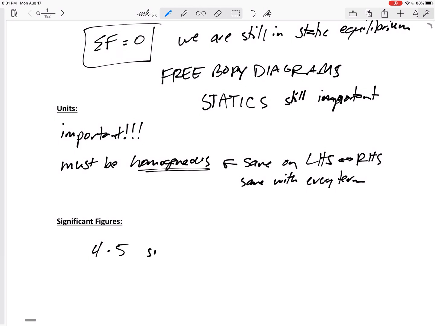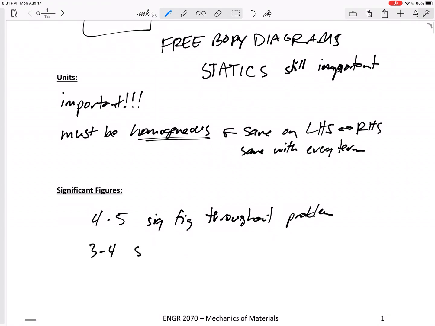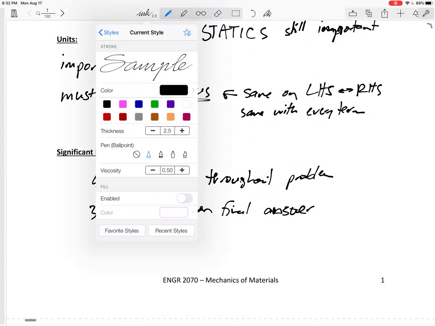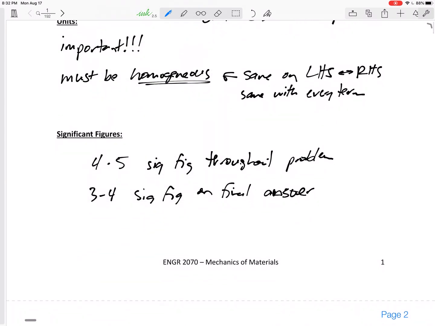Here's my rule of thumb: 4 to 5 significant figures throughout your problem, and just give me 3 to 4 significant figures on your final answer. I generally don't take off if you give me way too many significant figures. Here's when I will take off a point, half a point, something like that: if you only give me 2 significant figures, right?